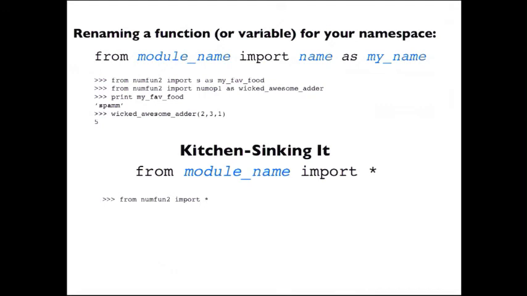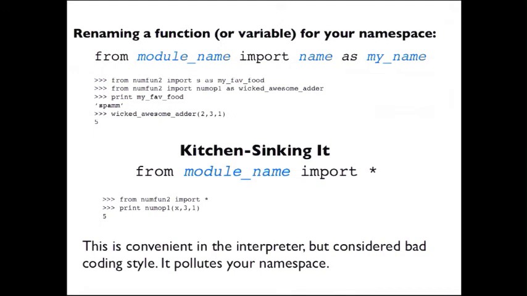Now here's the thing that's actually pretty useful, although it's considered also bad coding practice. This is called kitchen sinking it. You could say from module import star. And what that says is take all the stuff, the variables and all the functionality in the module, and just import it directly into my namespace. So from numfun2 import star, now I have numop1 directly in my namespace, and I have s in my namespace, I have x in my namespace, and I didn't have to explicitly call out each one of those things.